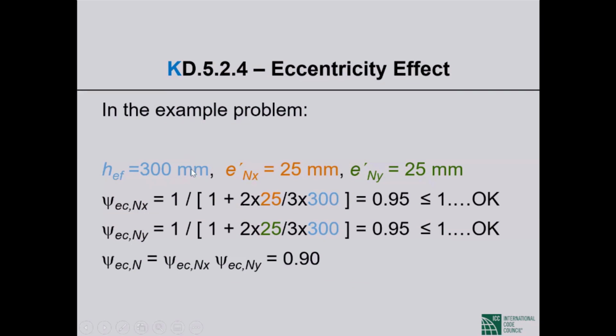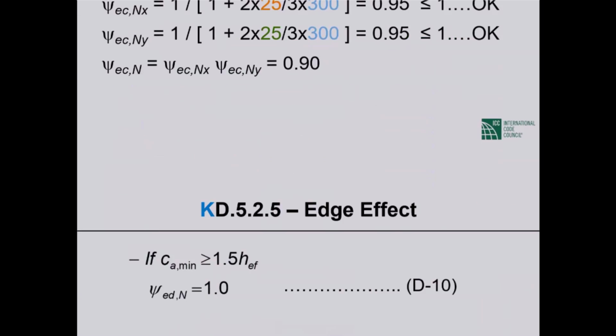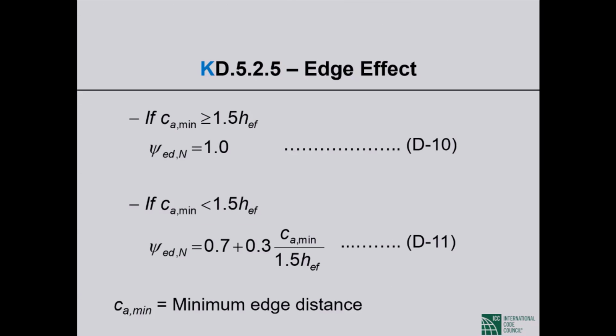In our case, embedment depth of 300 millimeters, eccentricities of 25 millimeters each. If we plug the numbers into the expression for the correction factor, we get 0.95 correction factor for each eccentricity. When we multiply the two, we have a correction factor for both eccentricities, which is 0.9. So a 10% reduction in strength because of the eccentricities.